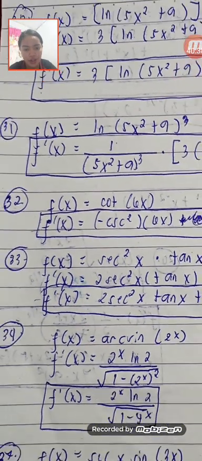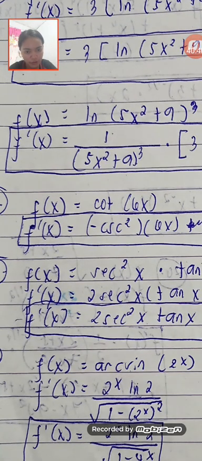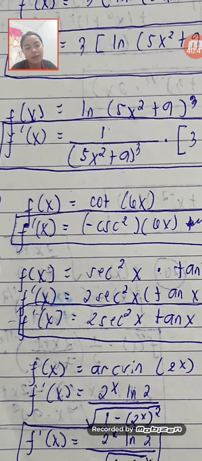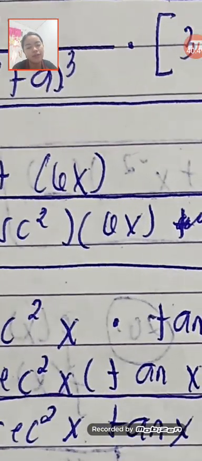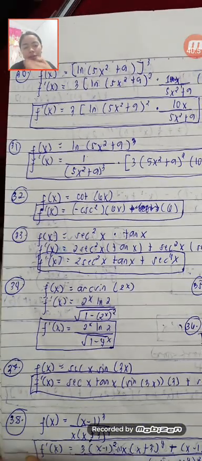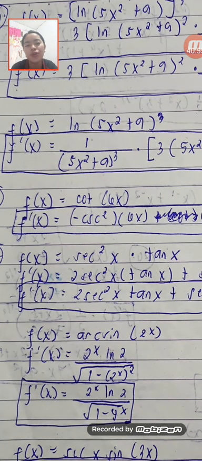So in using the chain rule, we come up with this. The derivative of cot is negative csc squared multiplied by 6x, and the derivative of 6x is 6. That's why we come up with this, our final answer.